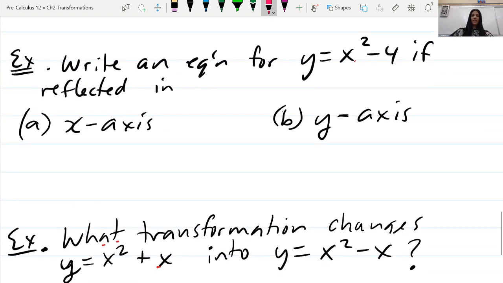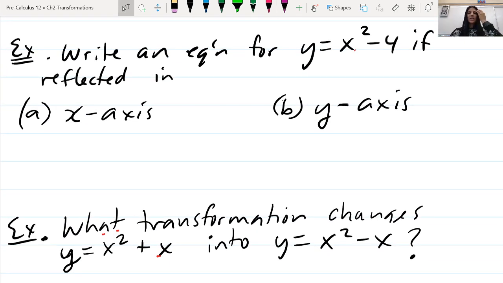Okay, write an equation for y equals x squared minus 4 if it's reflected in the x-axis. You don't really need to draw this out, but I'm just going to so that we can get a visual. I encourage you to do this anytime you're unsure. It's a good way to think your way through an example instead of just sitting there and being stuck. You've learned graphing so that you could use it as a tool to help you to figure things out.